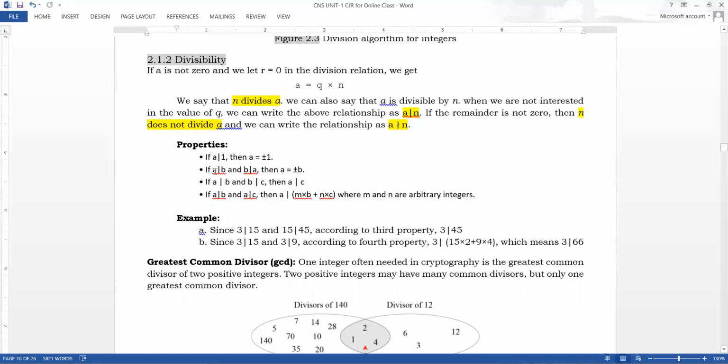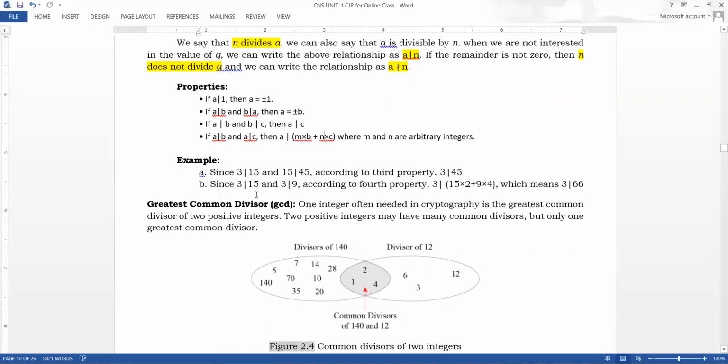And the second property: if a divides b and b divides a, then a equals b. a divides b means the remainder is 0, and b divides a also gives remainder 0, which means a should be equal to b, whether with positive or negative sign. And then, if a divides b and b divides c, then a divides c. And the fourth one is a little bit different. If a divides b and a divides c, then there exist two arbitrary integers m and n so that a divides m×b + n×c.